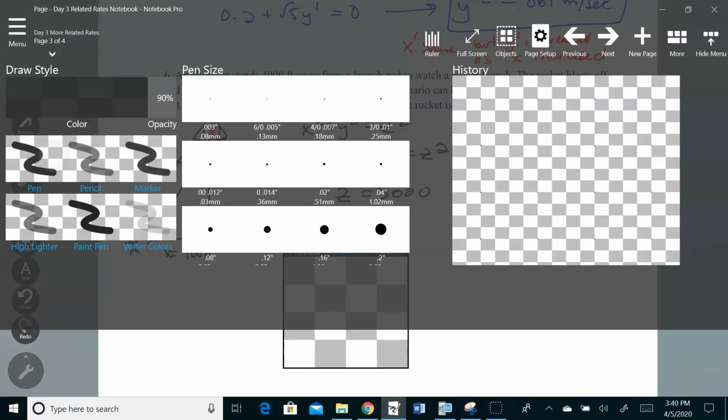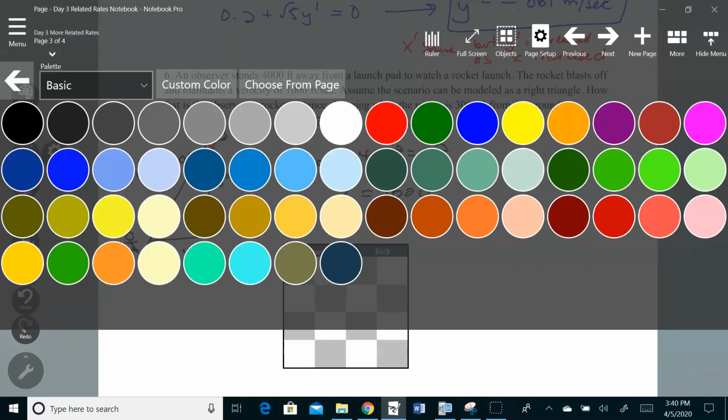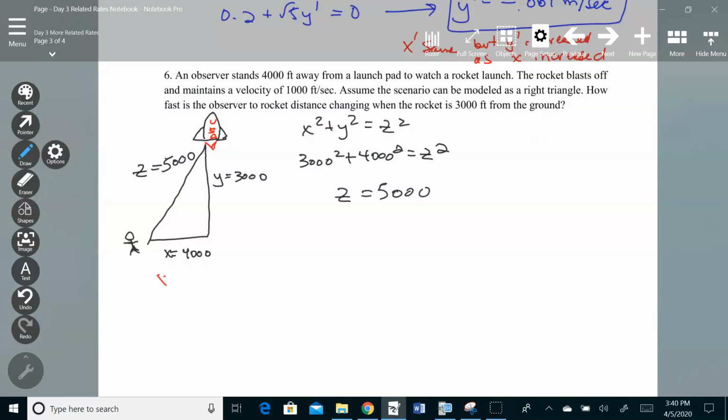What else do I need to know? Well, I need to know what x prime is, what y prime is, and what z prime is. Z prime is what I'm going to try to figure out. Y prime is the vertical change of the rocket, which is 1,000. And x prime is equal to 0 because the distance between here is never changing. It is always the same.